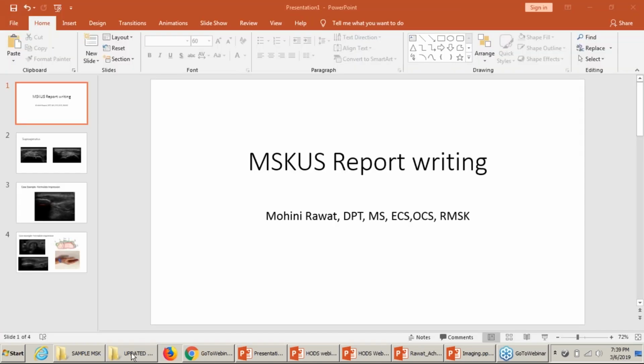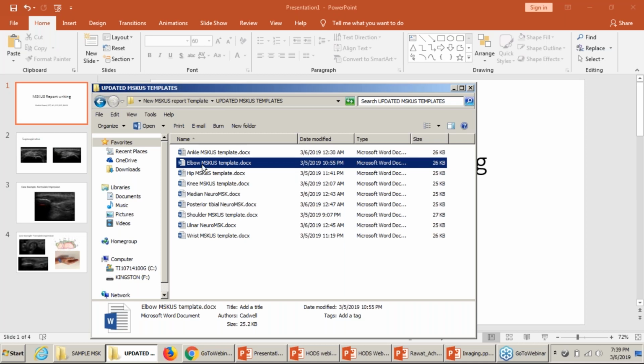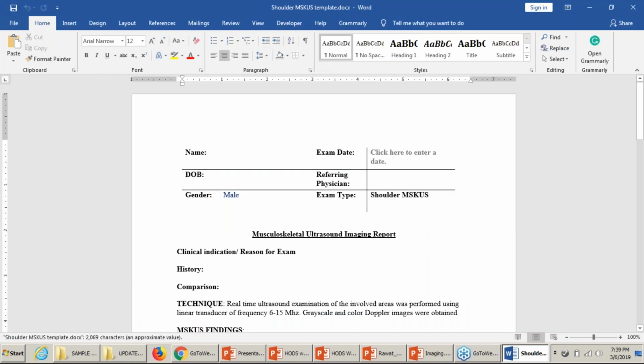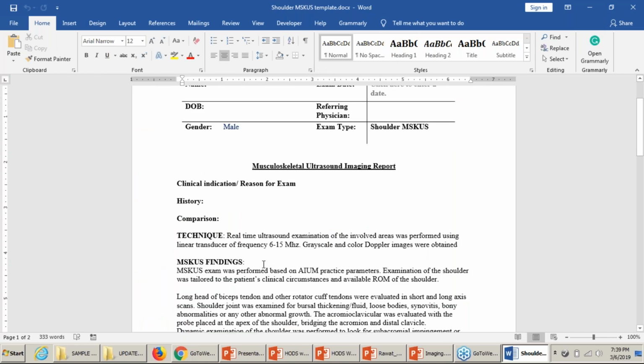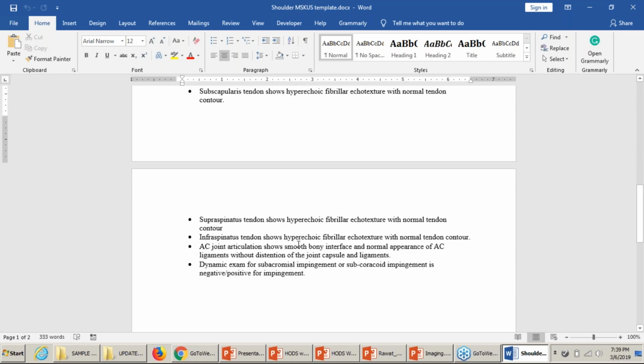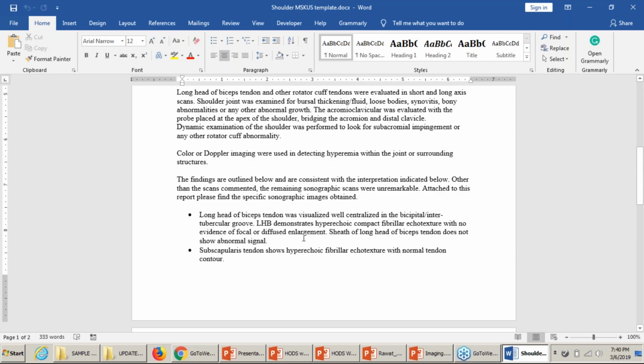Now let's go to the shoulder. Shoulder is the only exception where I have not divided the findings into anterior, posterior, medial, lateral, because remember, shoulder is one region where we want to do a systematic, comprehensive examination of the tendons. So you start with the long head of biceps tendon, go to subscap, supra, infra, because these structures give indirect clues about what else can go wrong, or other intra-articular pathologies.